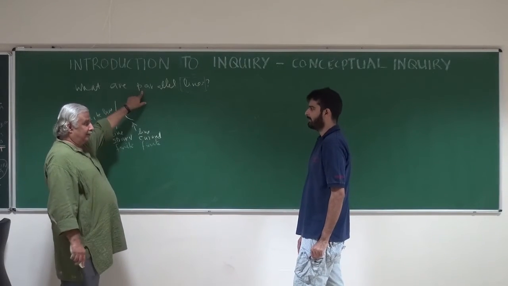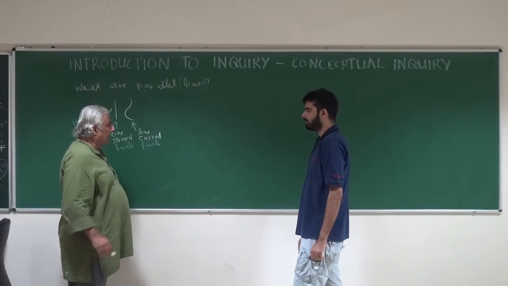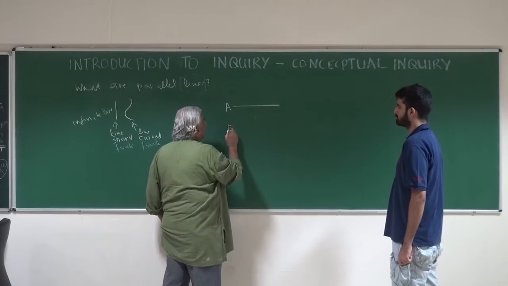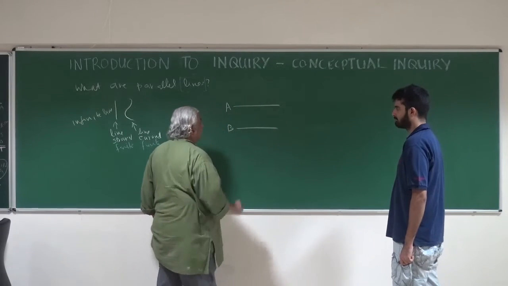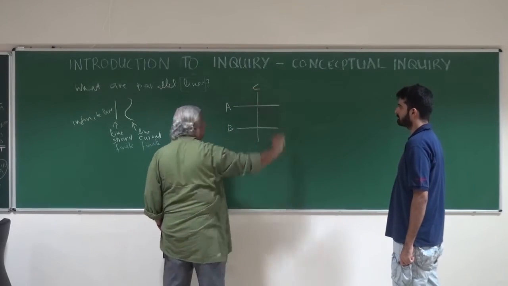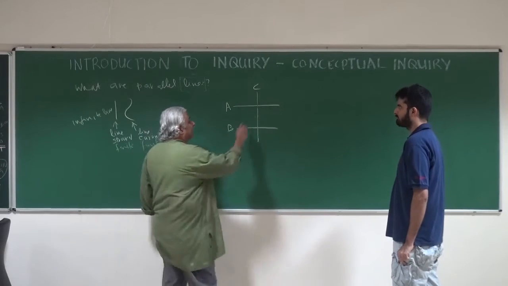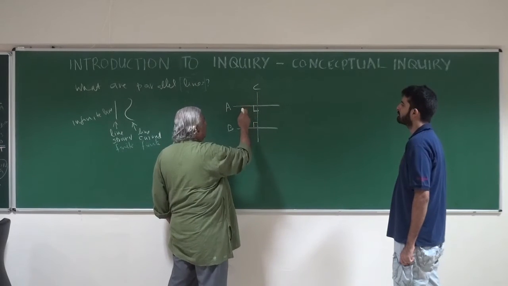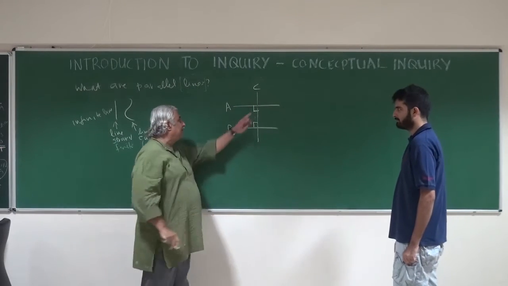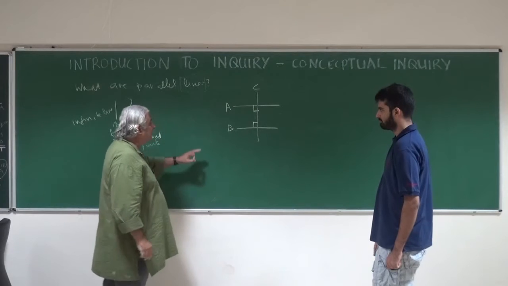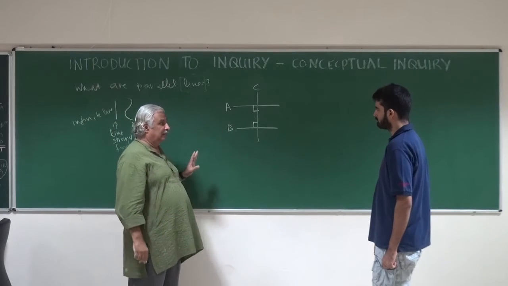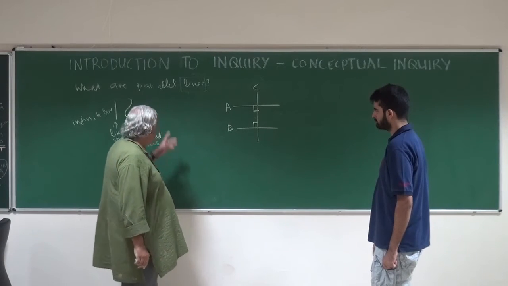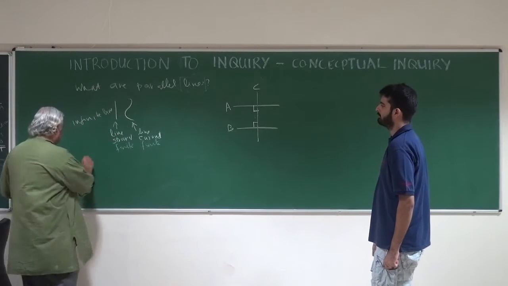Suppose you say this is a line A, and here is another line B, and a third line C. C is perpendicular to both A and B. This is a right angle, this is a right angle. You will agree that lines A and B are parallel. So suppose you write the definition this way.